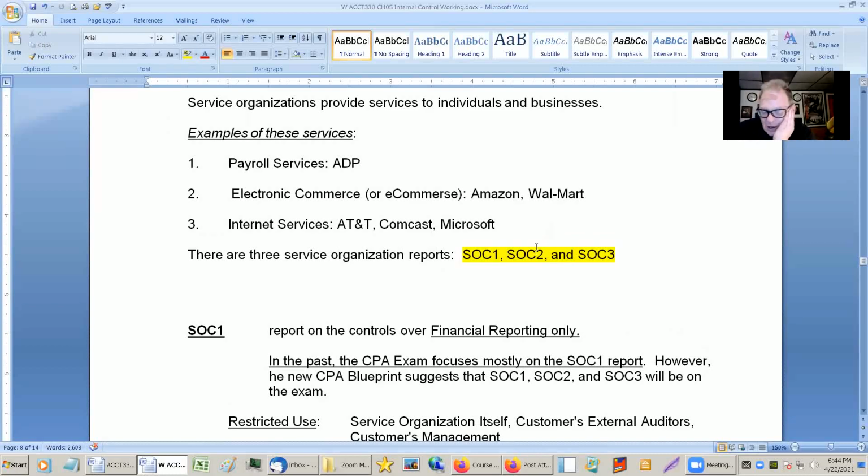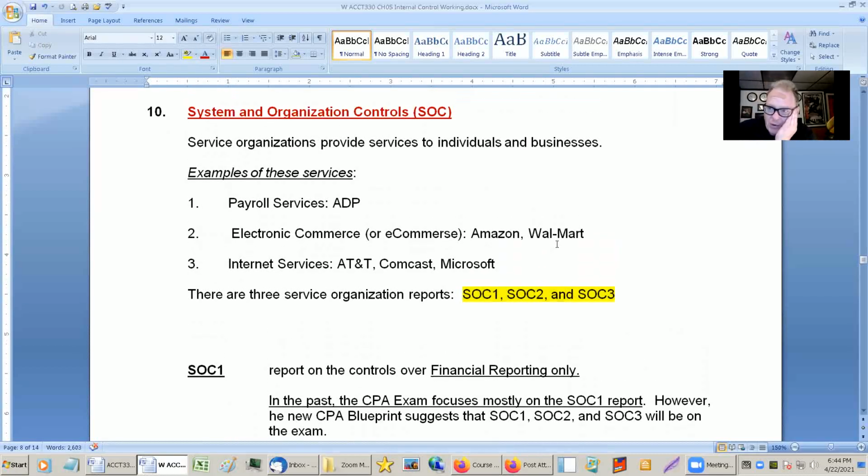So these are reports. Now, these reports are actually trademarked by the AICPA. The AICPA makes the CPA exam. That is a good reason why these are probably going to end up on there. And they actually said that they're going to test, especially SOC 1 and SOC 2, which we'll talk about in a second. But these are actually audits.